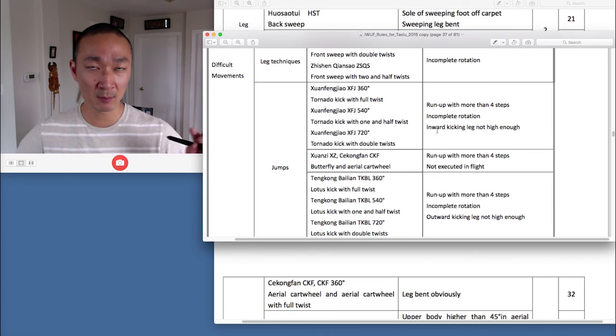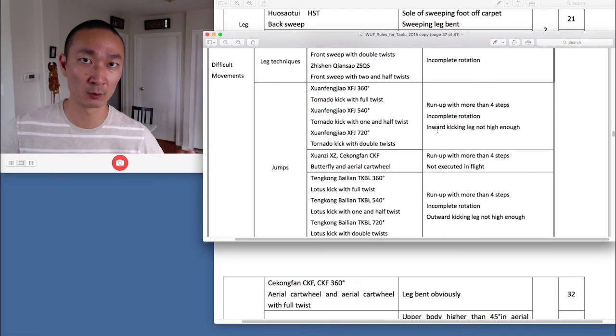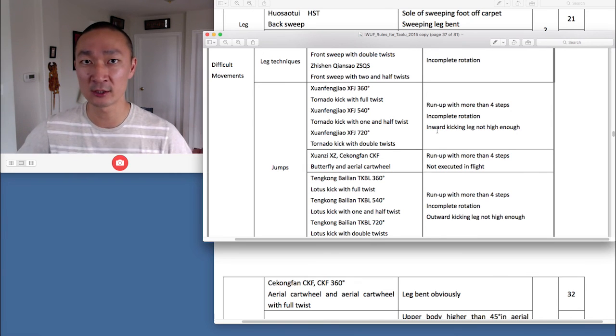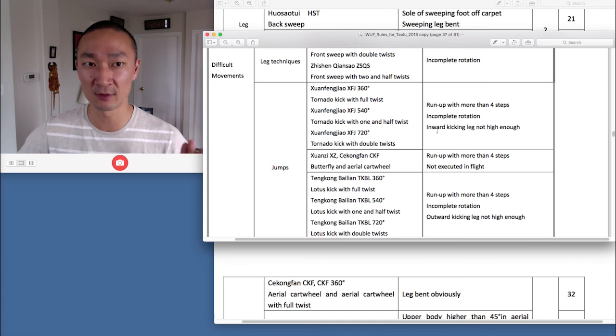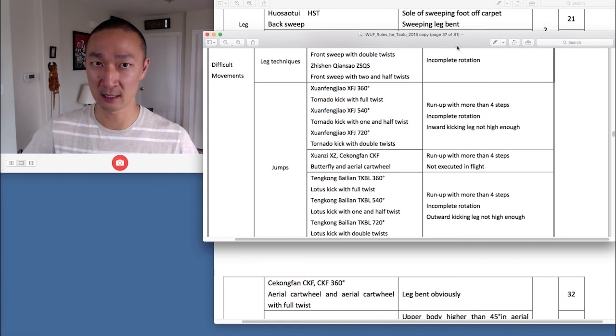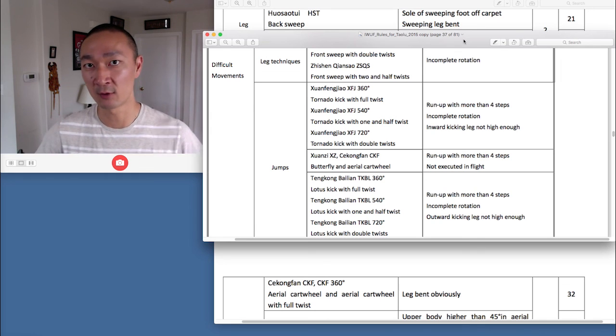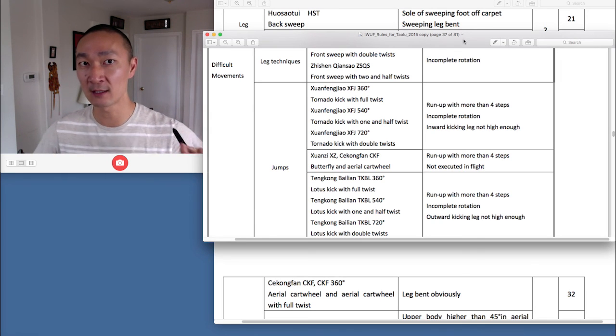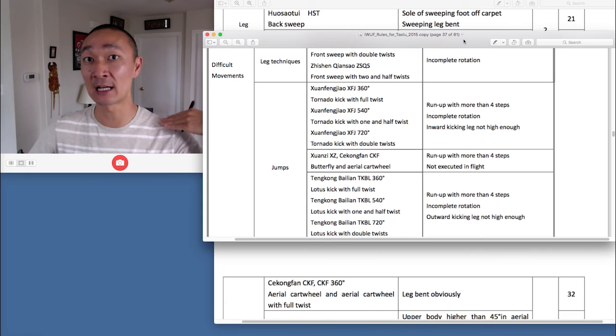Okay, now remember, we're looking at a separate part of the rule book right now. We're looking under judges that are looking at the degree of difficulty. So when it says that the kicking leg is not high enough, what does that mean? For the A judge, we just define the kicking leg being high enough as being at shoulder level.